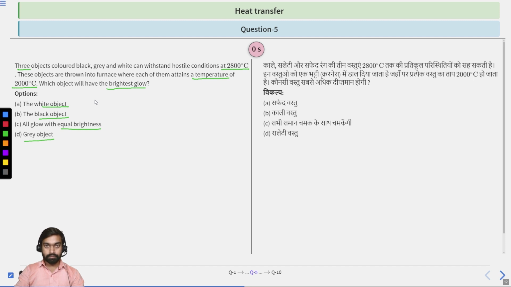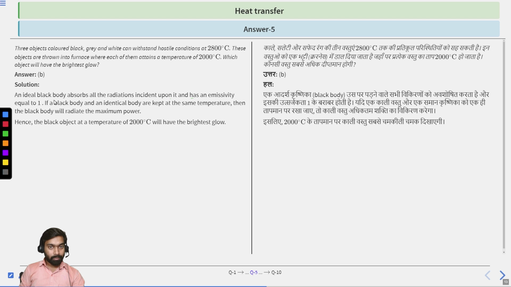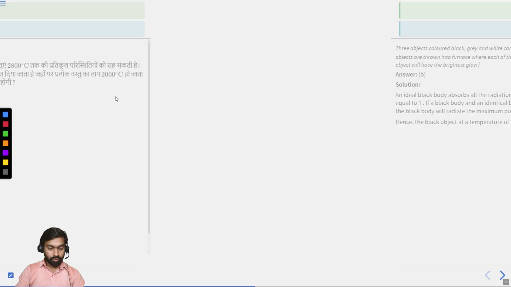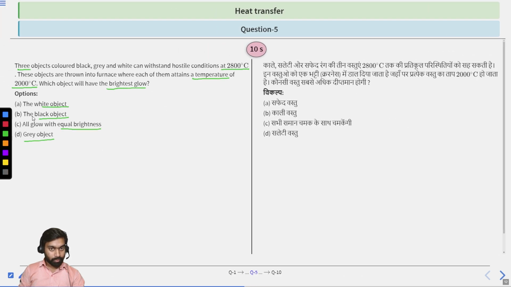Let's find a solution. We know an ideal black body absorbs all radiation incident on it and has emissivity equal to 1. If a black body and an identical body are kept at the same temperature, then the black body will radiate the maximum power. Hence, the black object at a temperature of 200 degrees Celsius will have the brightest glow. So the correct option is B, the black object.